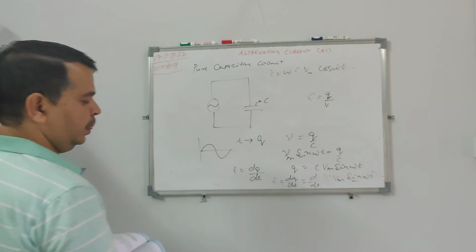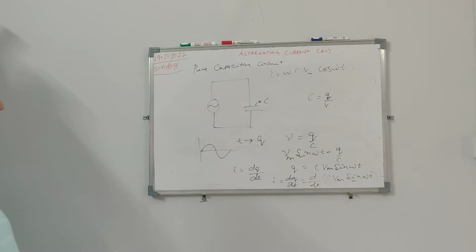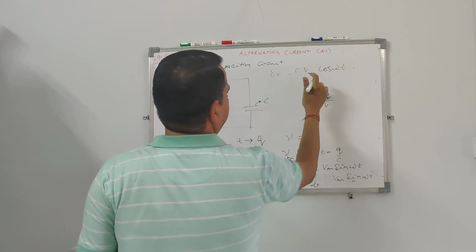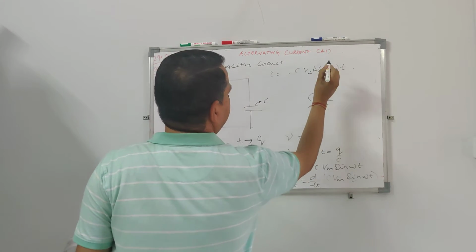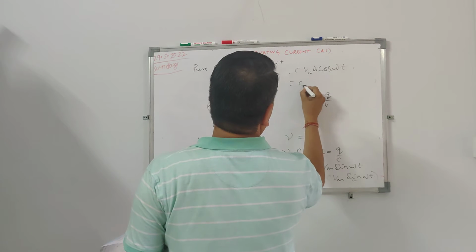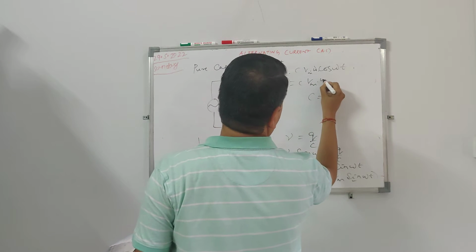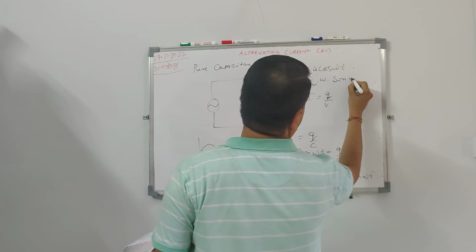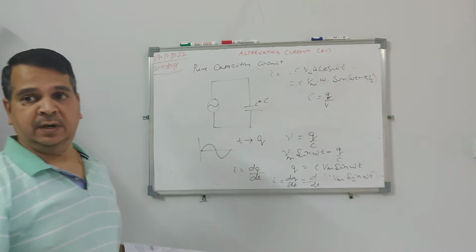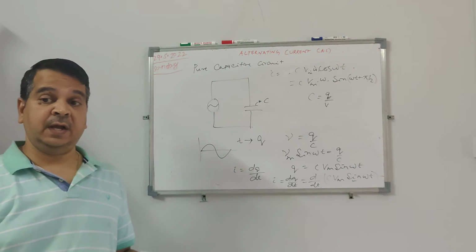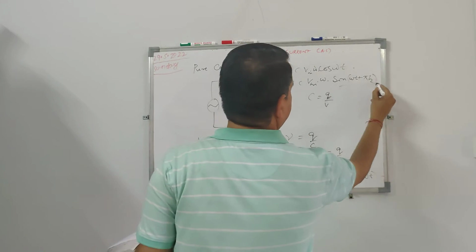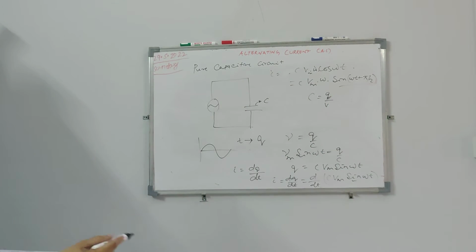First you are supposed to take C Vm out, then differentiate it. C Vm are constant, so you take them out, so it is C Vm into omega into cos omega t. Okay, so this you can write as C into Vm into omega into sin omega t plus pi by 2. You know sin of omega t plus pi by 2 is equal to cos omega t. But cos omega t plus pi by 2 is equal to minus sin omega t. So from this, what is your conclusion?